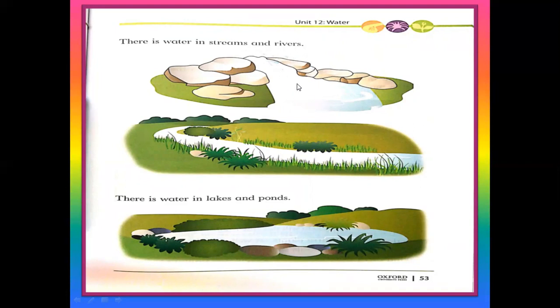Okay. Also, this is water in streams and rivers; you can see it in this form. And next, there is water in lakes and ponds. You can see this is a lake or pond. Okay, so these are the sources of water.